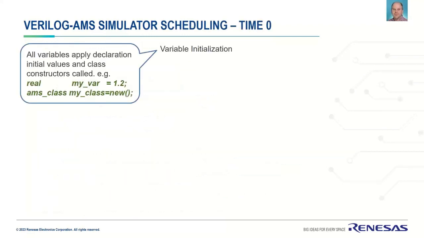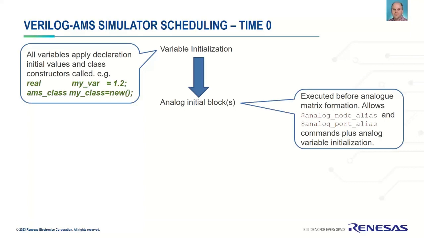So what happens is you've got your code, and all variables at declaration will get an initial value. If you don't declare anything, it will take whatever the default is. So in AMS, a real number will take 0. You can also declare it with an initial value. You can instantiate a class and call the new constructor. After it's done all of that, it passes control over to the analog initial block.